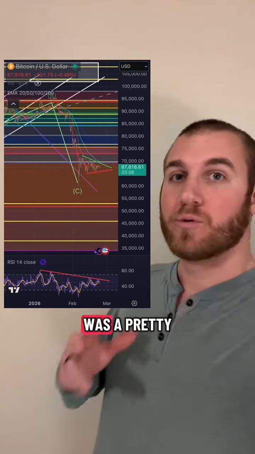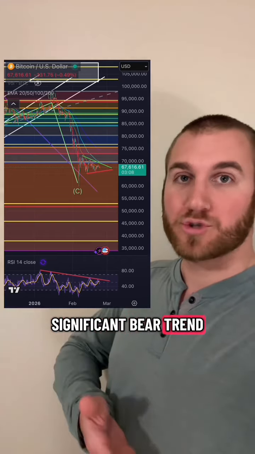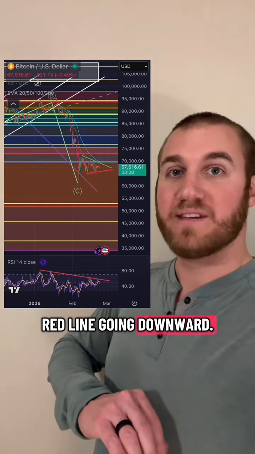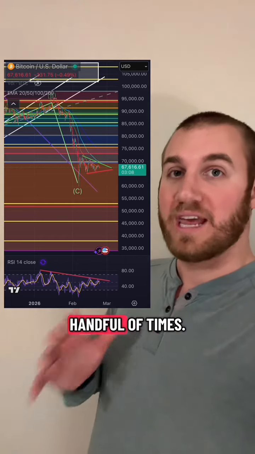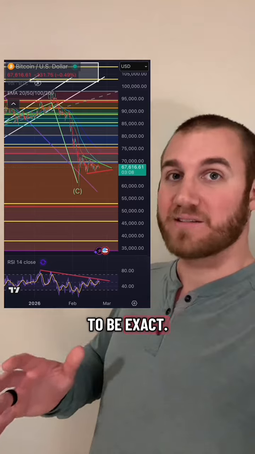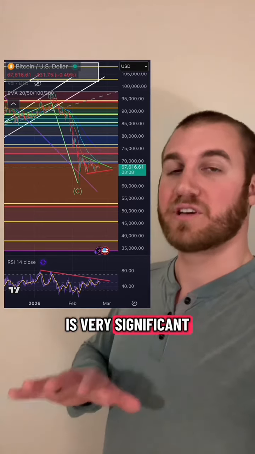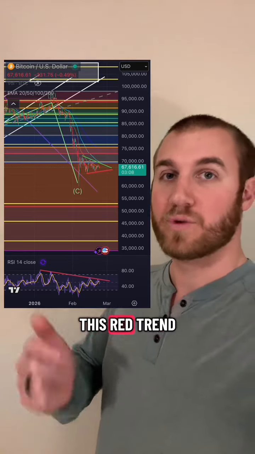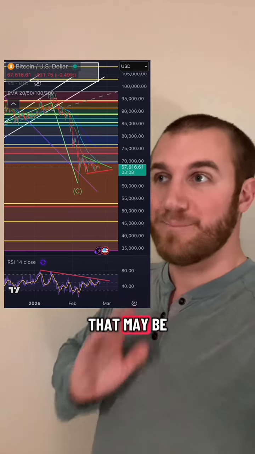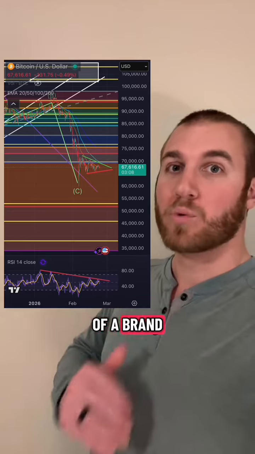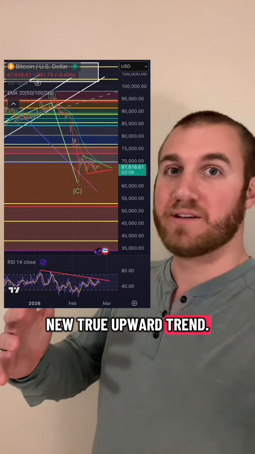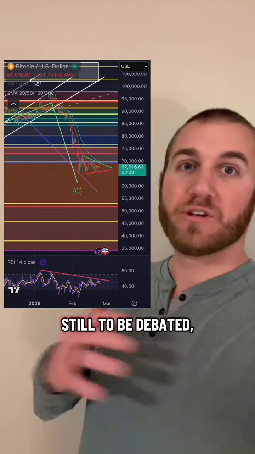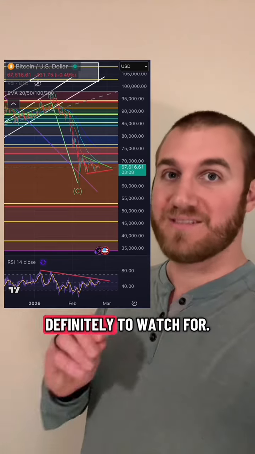And I just noticed that there was a pretty significant bear trend on our RSI. As you can see, I've noted it at the bottom with our red line going downward. And we've hit this now a handful of times, I think 4 to be exact. Now, in my personal opinion, I think this is very significant and something we really should keep an eye on, because should RSI break this red trend to the upside, that may be the initial start of a brand new true upward trend. Now, whether or not we actually get that yet is still to be debated, but it's something definitely to watch for.